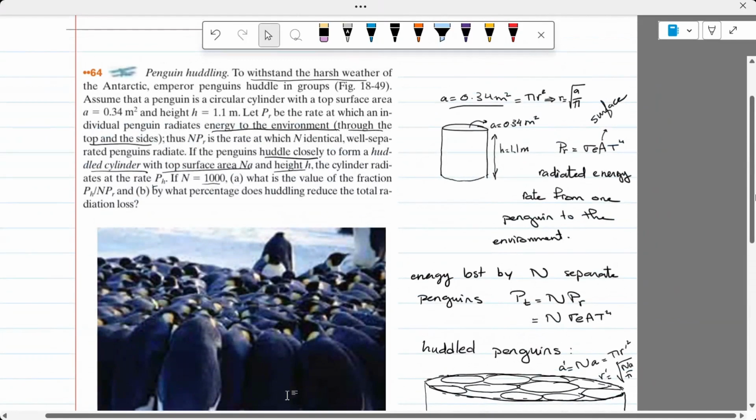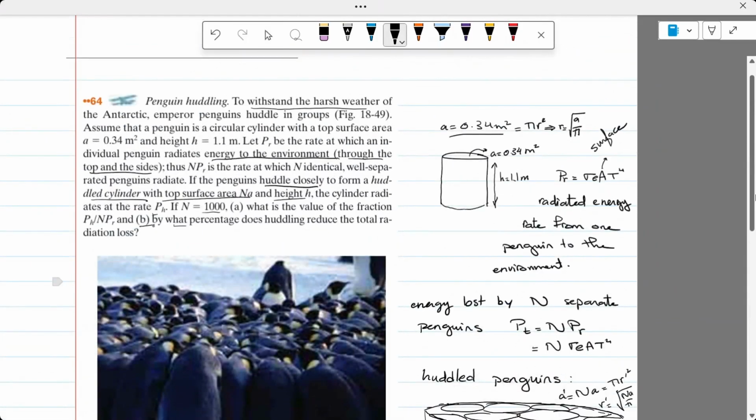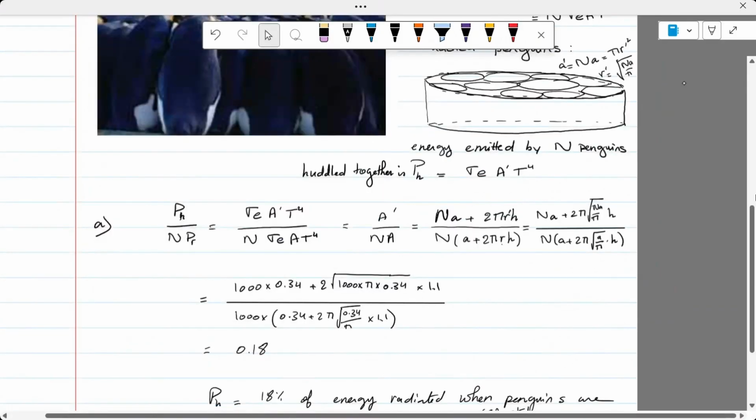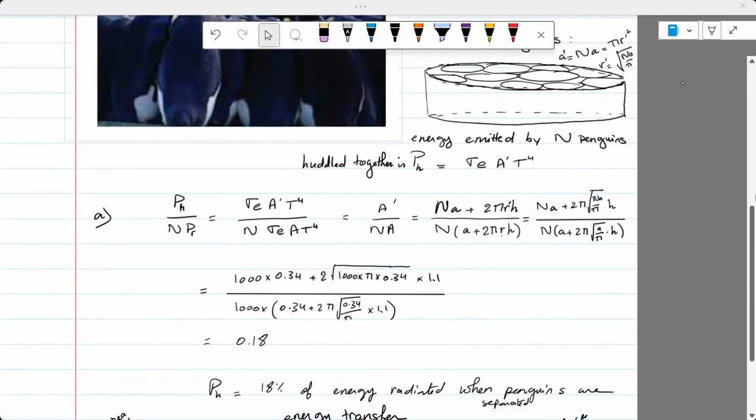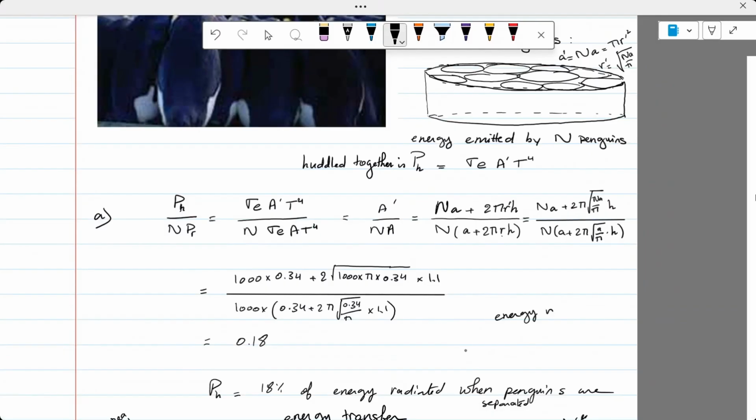In part B, they ask us by what percentage does huddling reduce the total radiation loss? So we want by how much the energy lost was reduced. So the energy is reduced by 100 minus 18%, which is 82%.